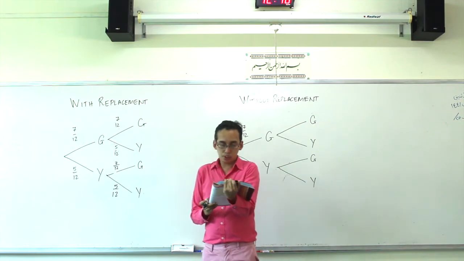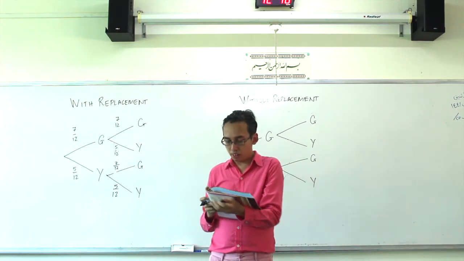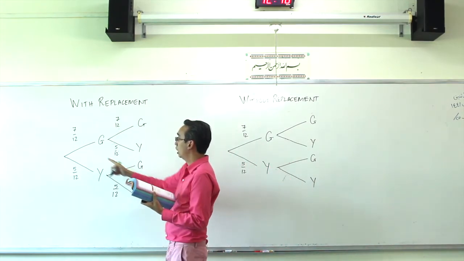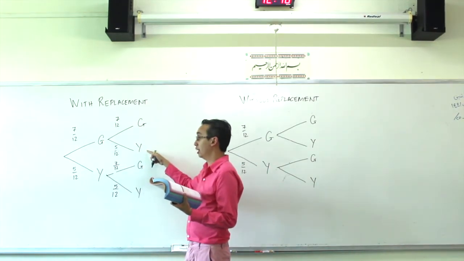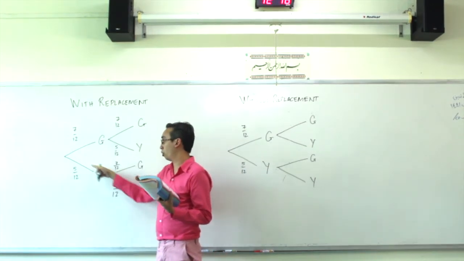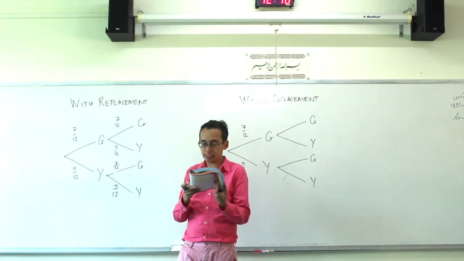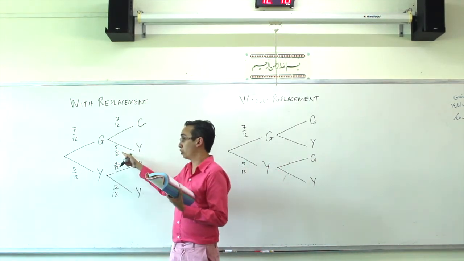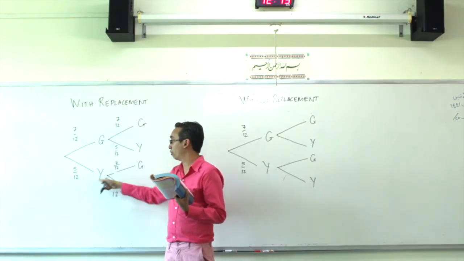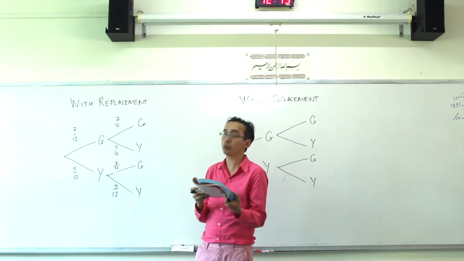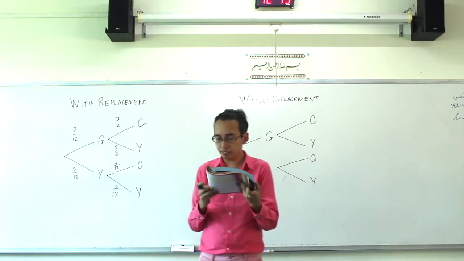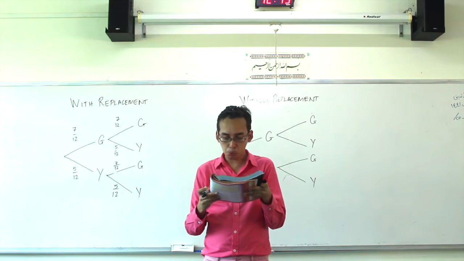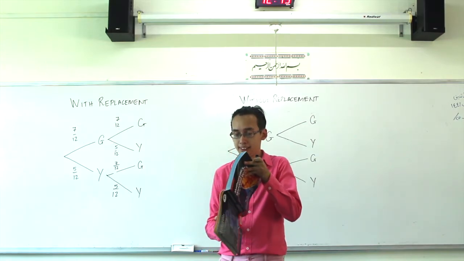You want the probability that the two balls are of different colors. All you have to do is find the probability of GY in different color and the probability of YG. That is given in the question. GY is 7 over 12 times 5 over 12, and then YG will be 5 over 12 times 7 over 12, and we add these two probabilities together, which will leave us with 35 over 72, or 0.486.